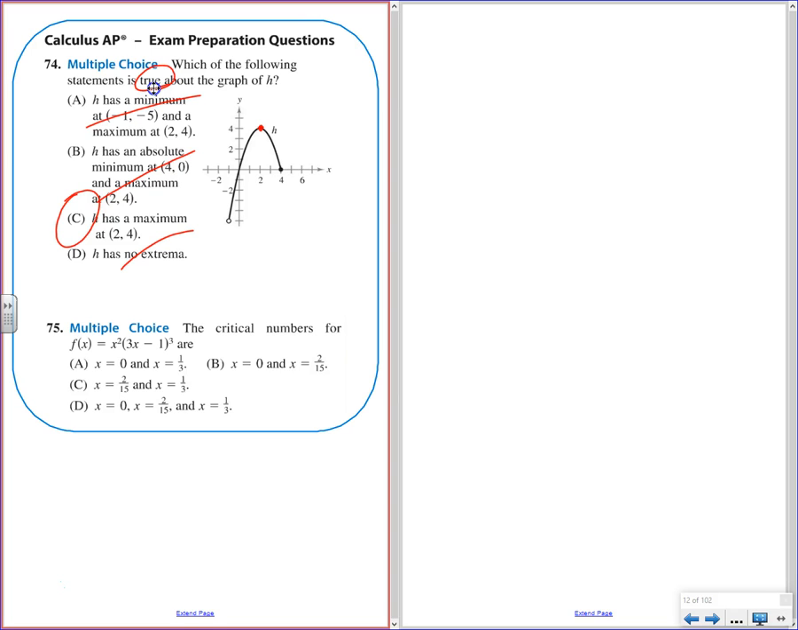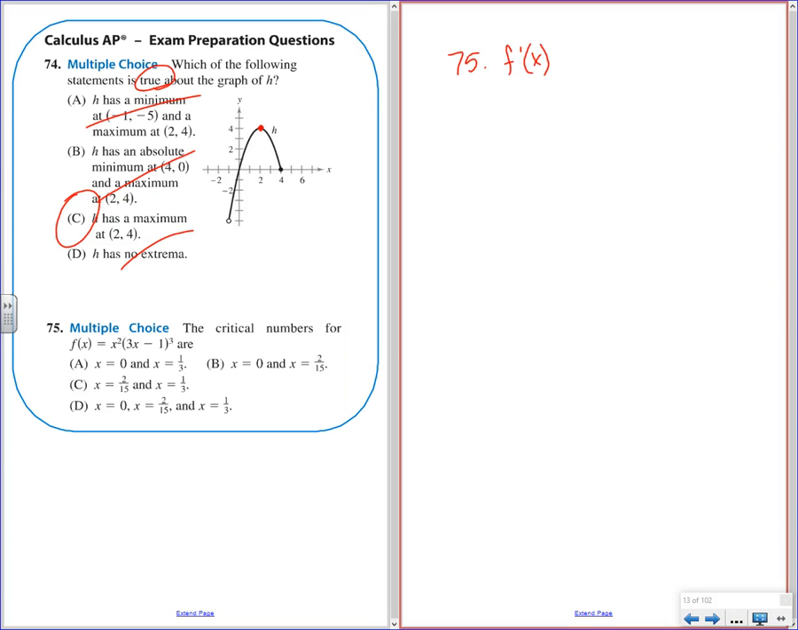Did you guys go take a derivative for me? Read off the first step of your derivative, just real fast. 3x minus 1 cubed times 2x plus x squared times 3 times (3x minus 1) squared times 3. Bring down the 3, make it a 2. Does that make sense?